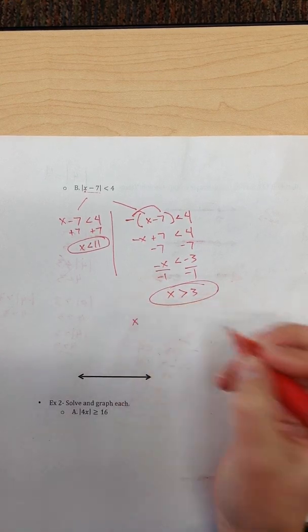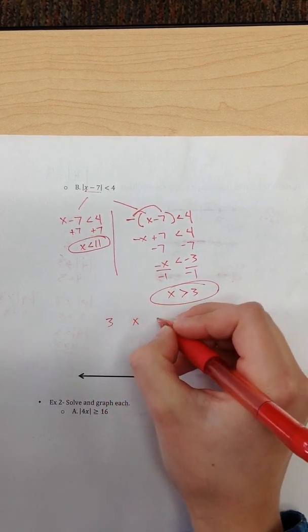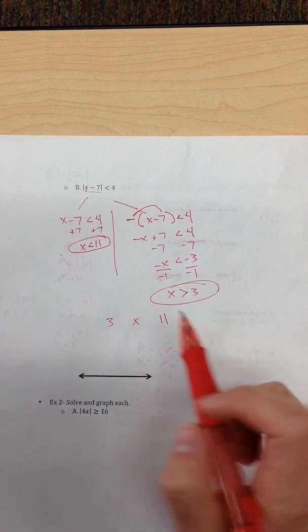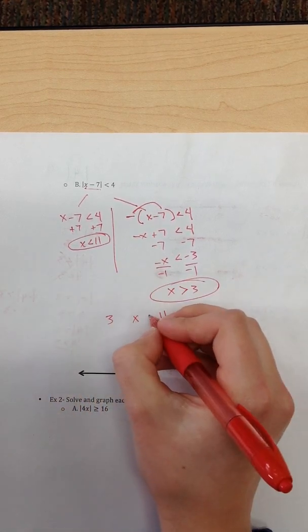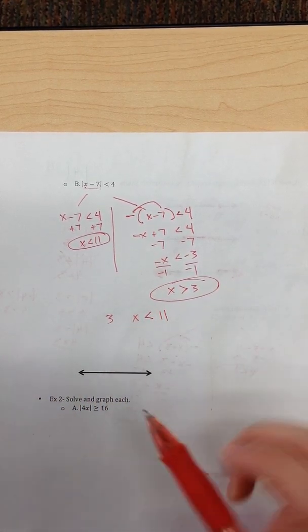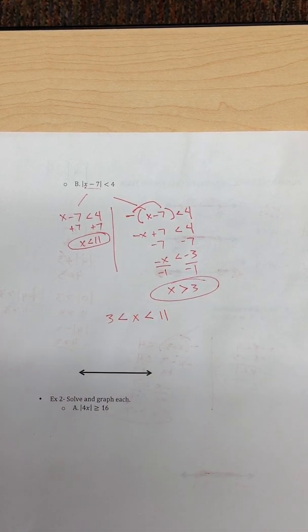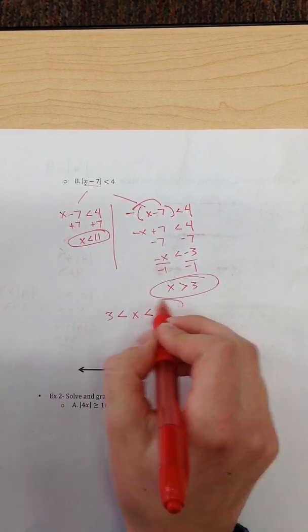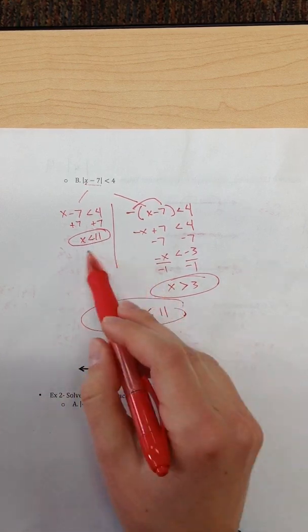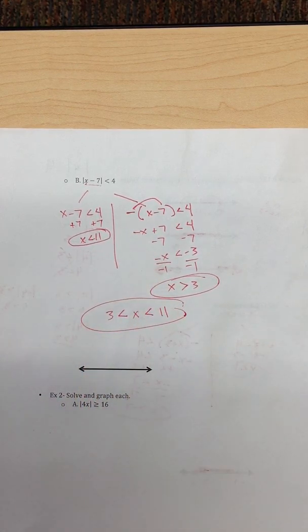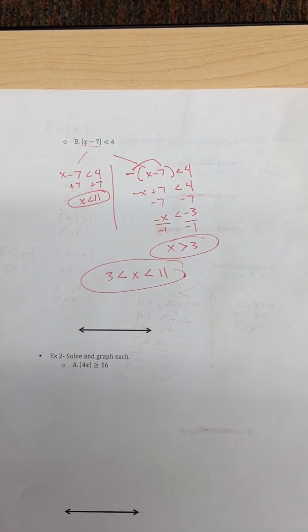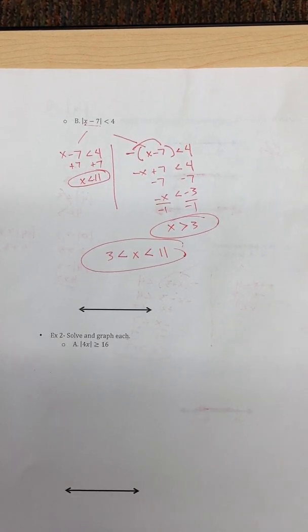So like you could put your x in the middle, 3 on one side, 11 on the other side, and go, okay, I want numbers that are smaller than 11, so going that way, and numbers that are bigger than 3, going that way, and that would be the same as those two together. So either those two together or that all as one would be your answers. So then again, we've got to graph these.